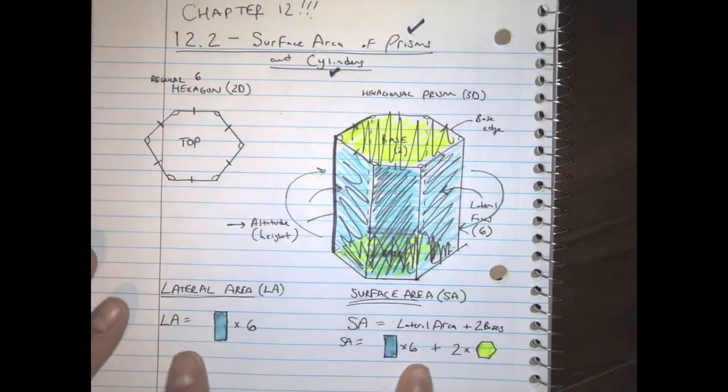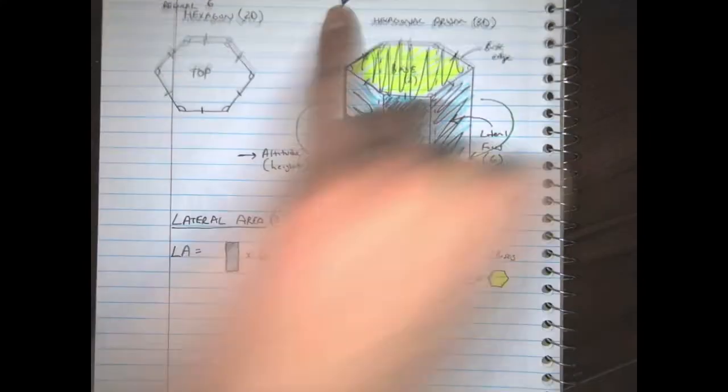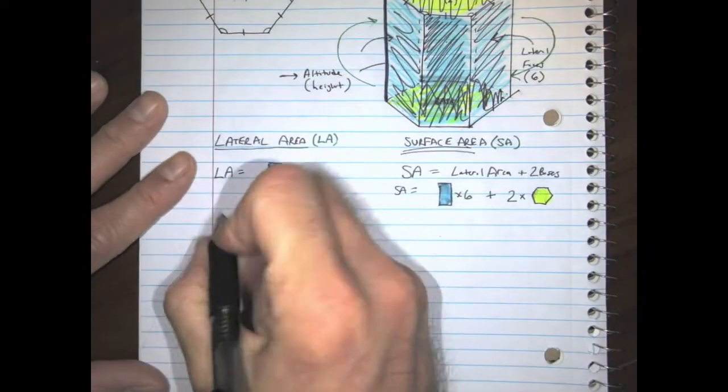That's basically it on my prisms. I'm going to give you a couple examples, and we're going to jump to cylinders, and we're going to keep going with this lesson. So let's jump into example 1, everybody.